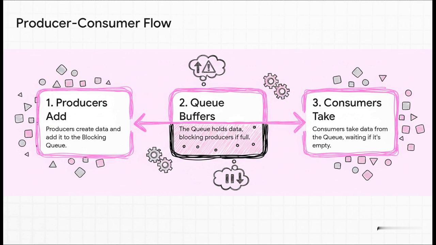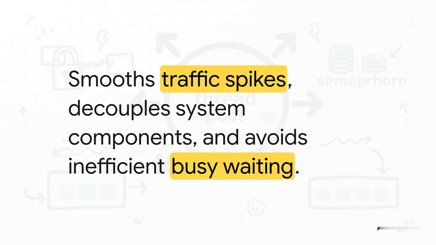The queue itself acts like a shock absorber. If the queue gets full, it automatically tells the producers to just chill out for a second, and if it's empty, it tells the consumers to wait. It just naturally balances the workload between the two. And why does this matter so much? Well, it lets your system handle sudden bursts in traffic without breaking a sweat.